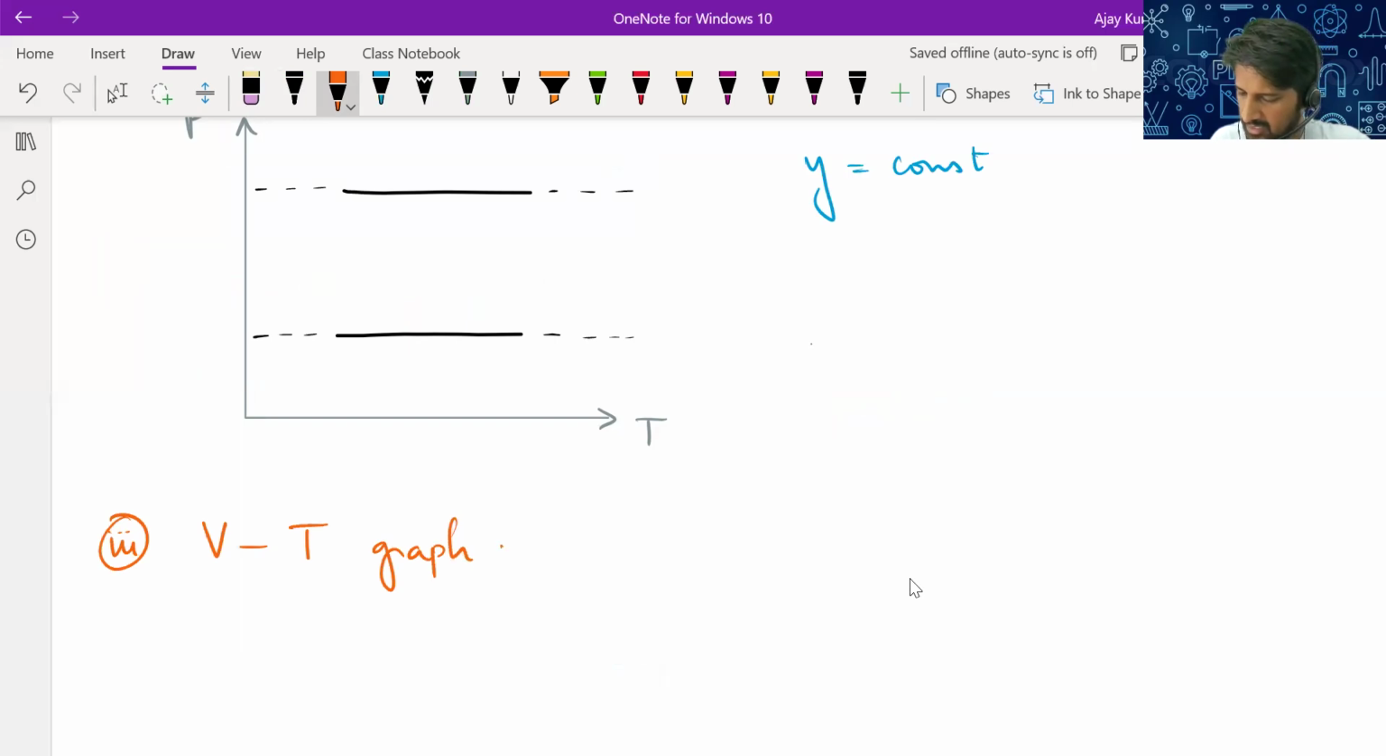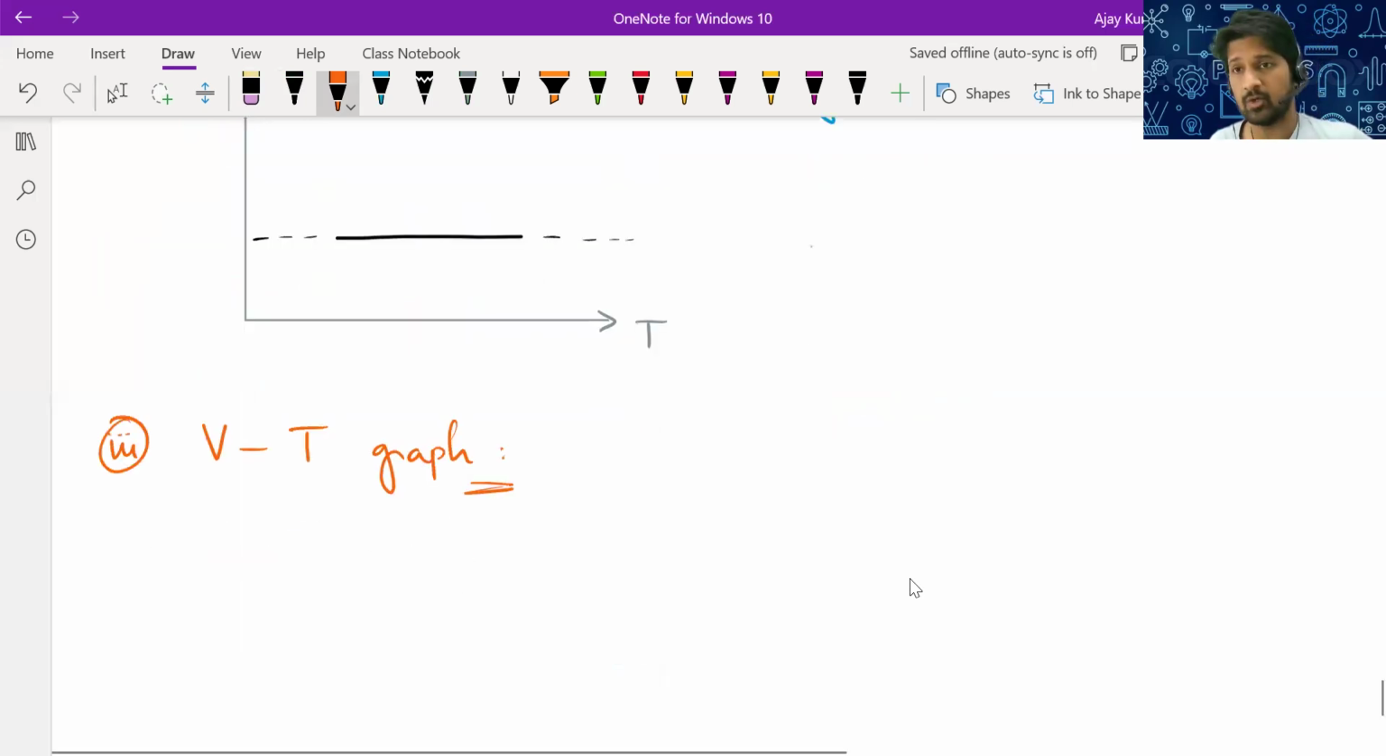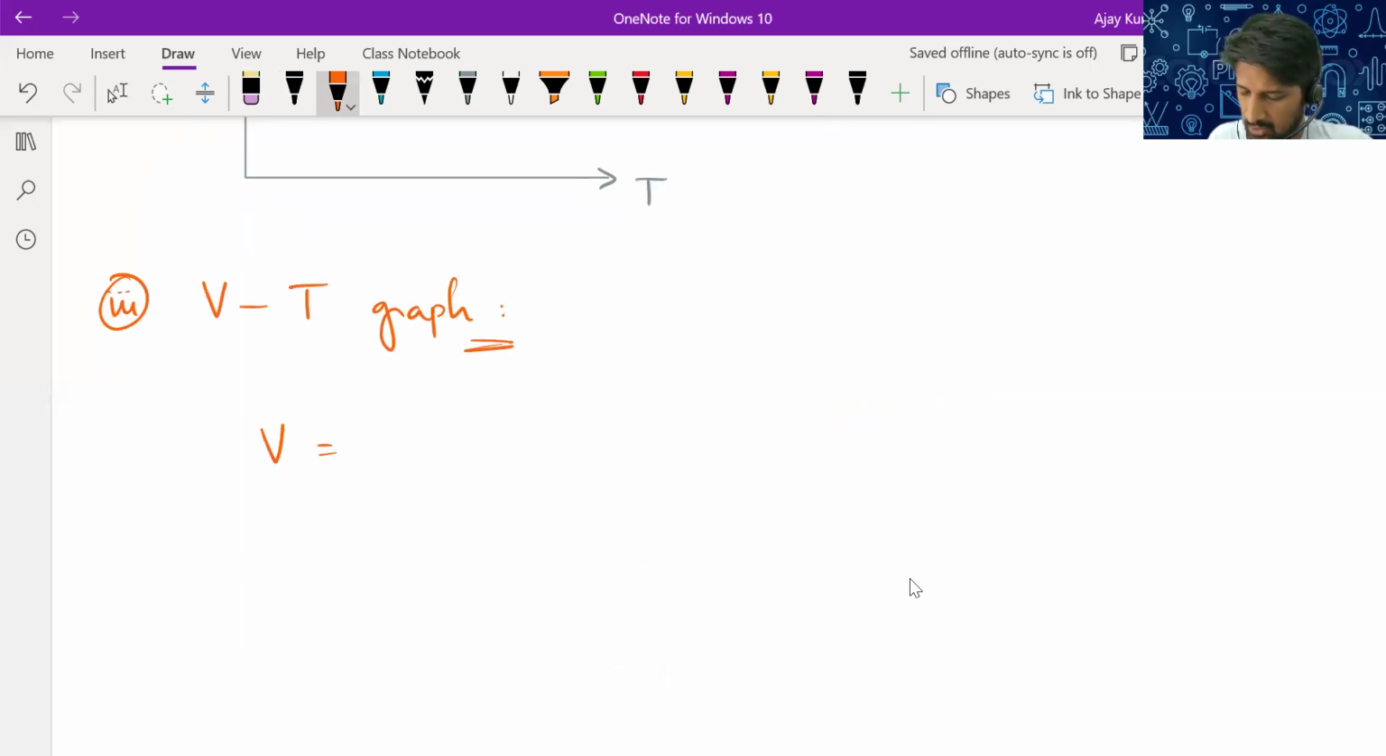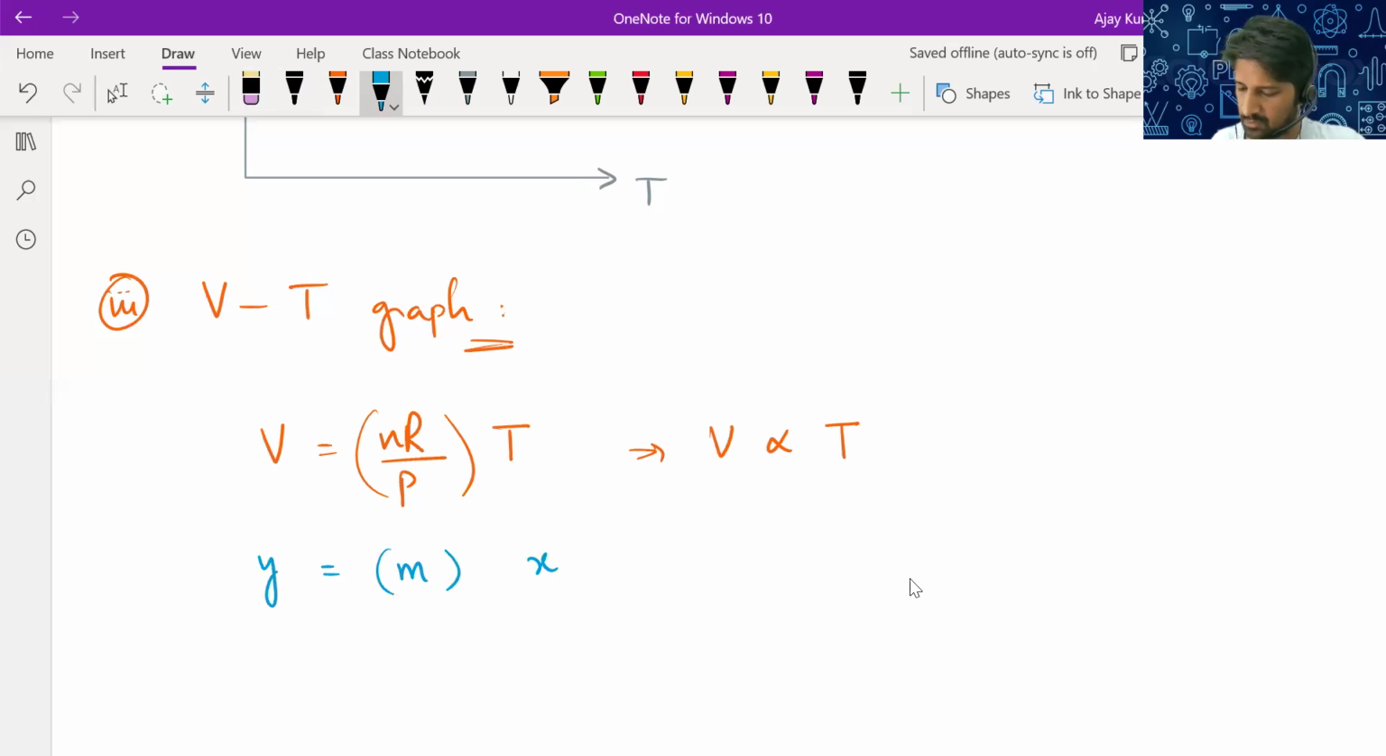Now this is an isobaric process. Pressure remains constant, but volume and temperature can change. And how do they change? We just discussed. Volume is nR by P multiplied with temperature. So volume is proportional to temperature. Now if y coordinate is proportional to x coordinate, the graph will be a straight line passing through the origin. Suppose you take volume on y-axis and temperature on x-axis. So the equation is of the form y is equal to some constant into x. Then that constant becomes the slope of the line.